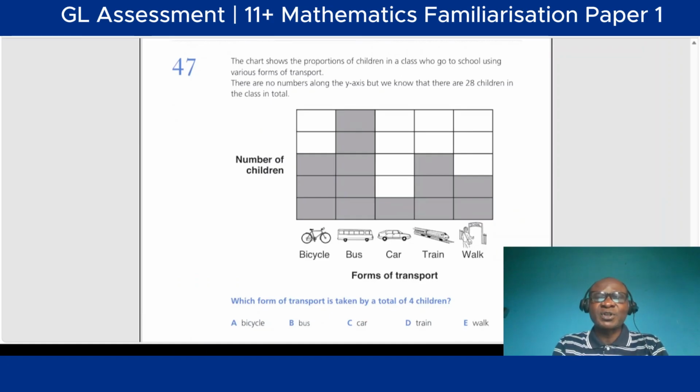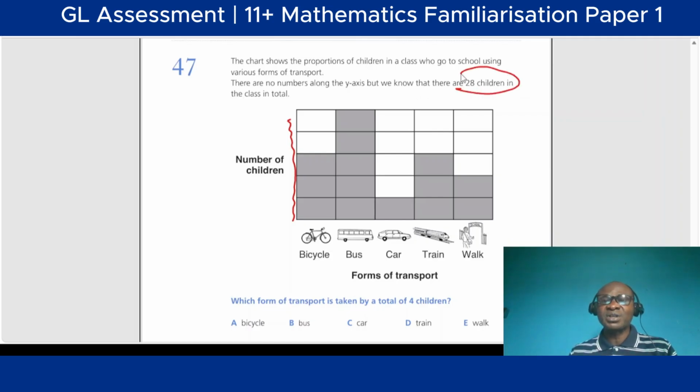Here, this chart shows the proportion of children in a class who go to school using various forms of transport. There are no numbers along the y-axis. As you can see, in the whole of this place, there is no number. But we know that there are 28 children. This very important information will help us. If I look at this place, to count the number of people in cars, if here is 1, here is 2, here is 3, here is 4, and here is 5, I can use it to estimate what the question has asked me to do.